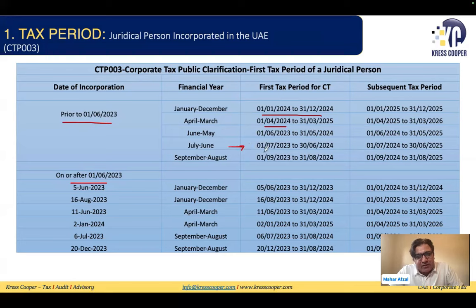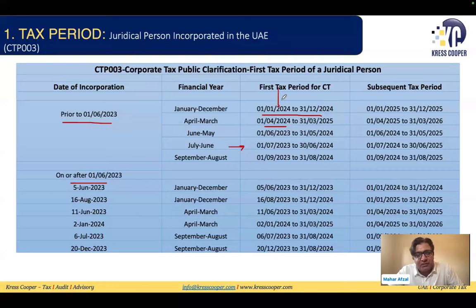Let me say, take this one. If the first tax period is 1st of July 2023 till 30th June 2024, it means the tax period is starting from 1st of July 2023 because their previous period would have been ending on 30th of June 2023. A fresh period will be starting from 1st of July onward till 30th of June. If this is the case for a company with a January to December period, the December period will end on 31st of December 2023, and a fresh period will start 1st of January 2024.